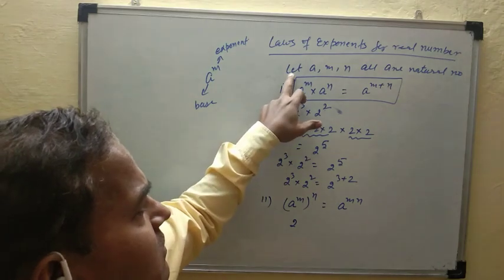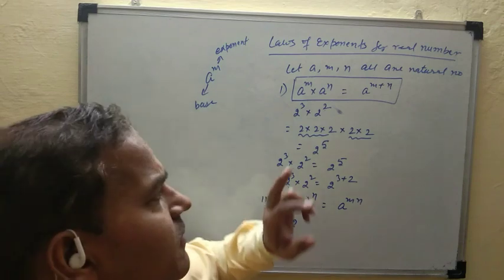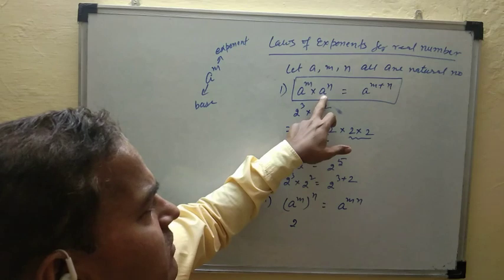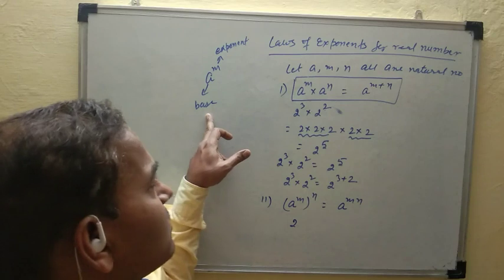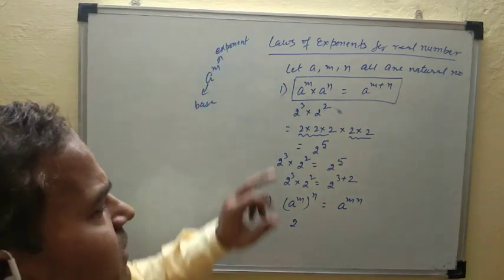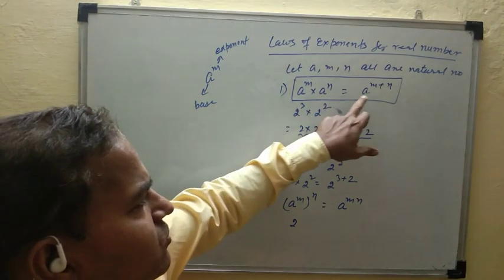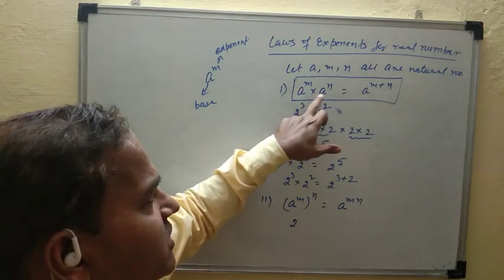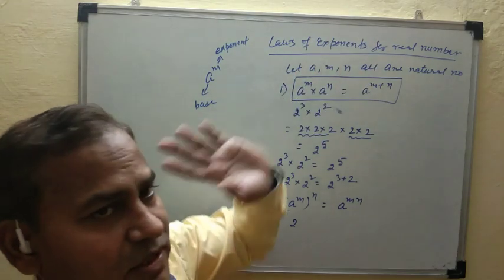Let a, m, n all be natural numbers. Then a to the power m into a to the power n. In a to the power m, a is called the base and m is called the exponent. So a to the power m into a to the power n is equal to a to the power m plus n. यदि आपका बेस सेम होगा तो प्रोडक्ट फॉर्म में दोनों को पावर ऐड कर देंगे.